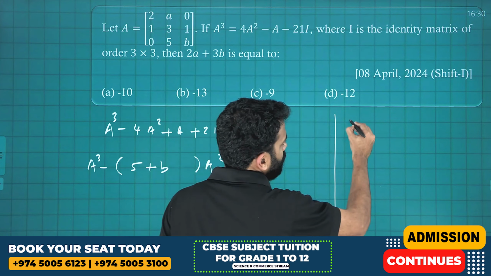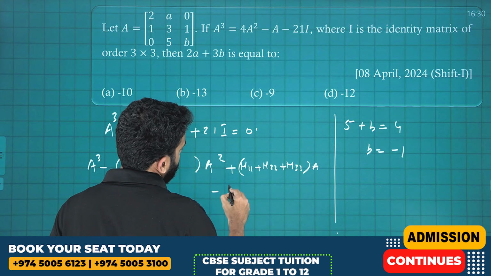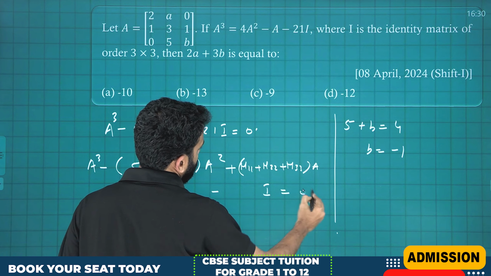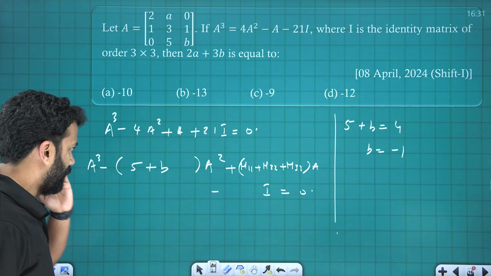Plus M11 plus M22 plus M33, minus determinant of A into I is equal to 0. That is the sum of the minors of the diagonal elements, and minus determinant of A into I is equal to 0.